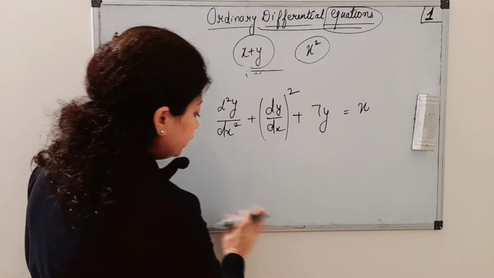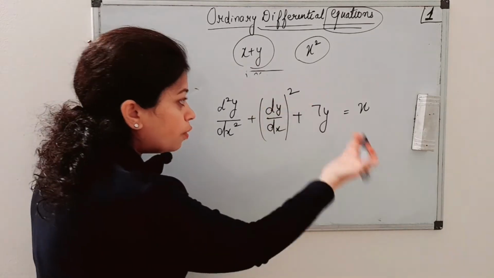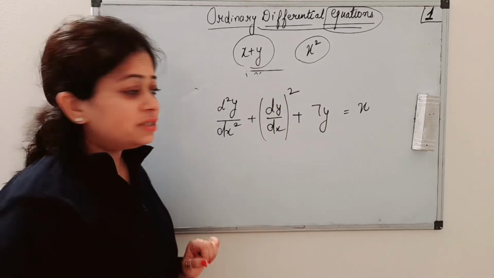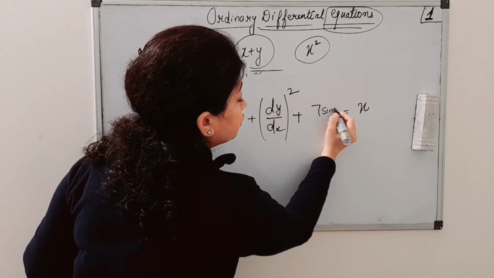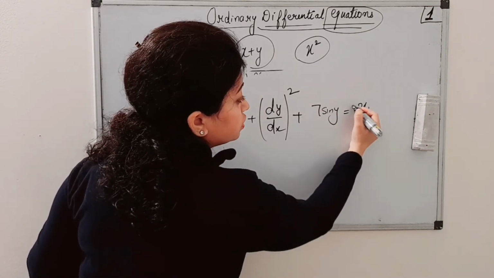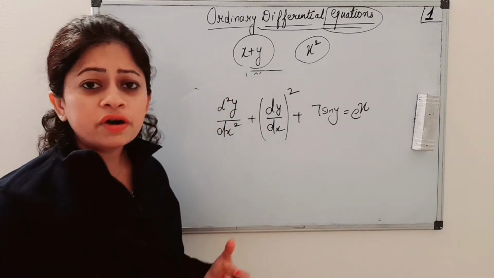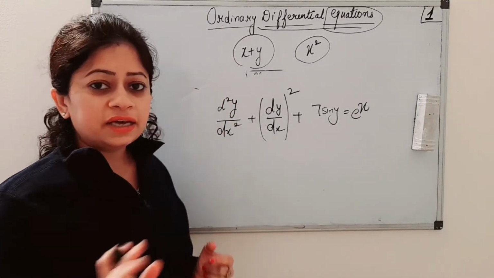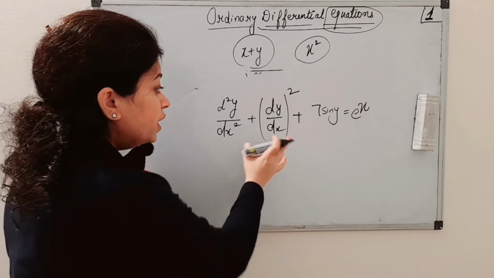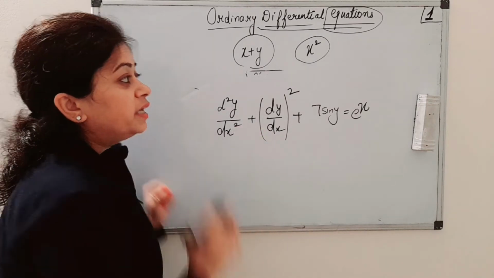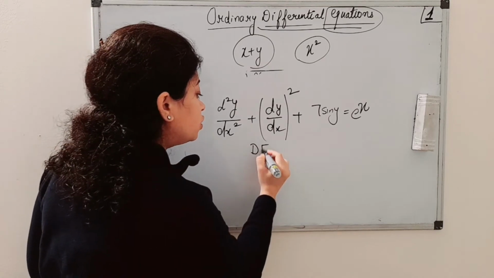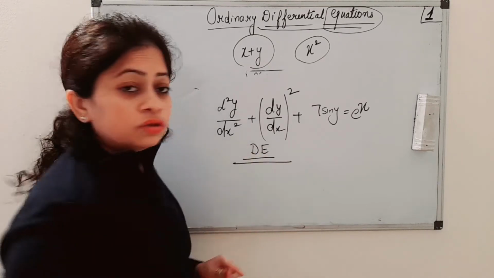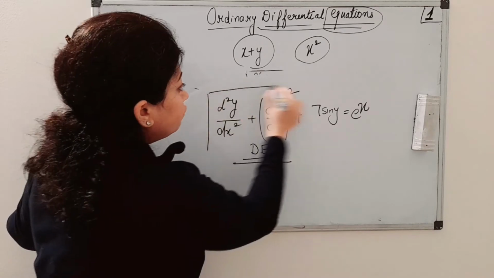It may have many other functions too, like 7 sine y, sine x, cos x, e raised to power x, log x. It may have any function, but it should contain derivatives. Then it is called a differential equation.